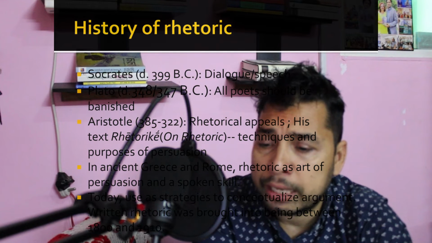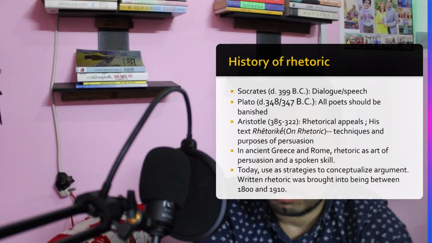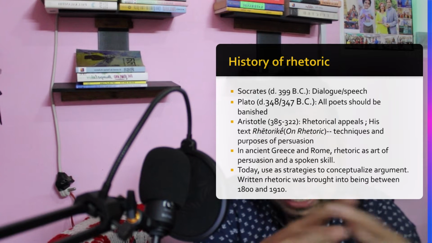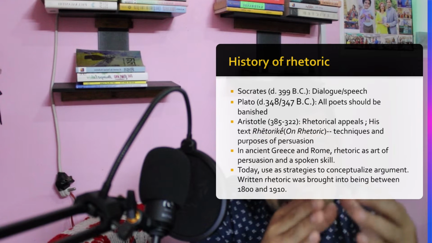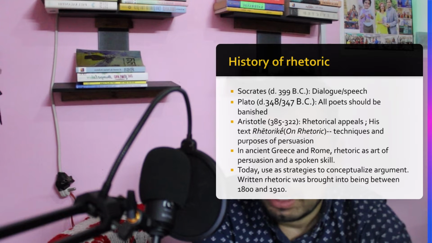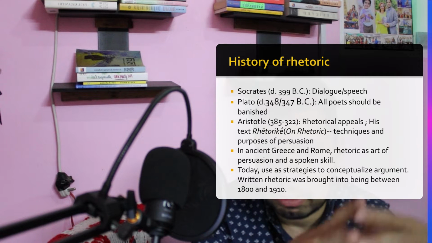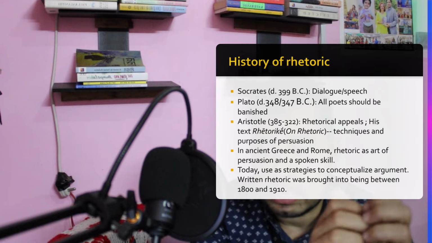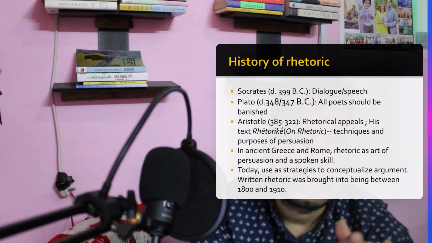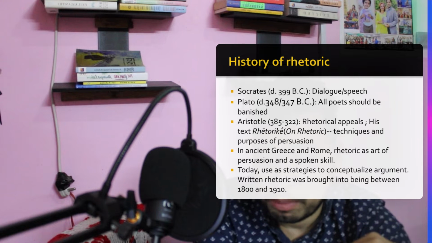Okay, so going back again to the idea of rhetoric, Aristotle basically talks about the rhetorical appeals, which have to do with how you can persuade your audience through certain techniques and purposes of persuasion. These days the idea of rhetoric has been used as a strategy to conceptualize the argument. Written rhetoric was brought into being between 1800 and 1910. Before that, they never realized the importance of rhetoric in writing. It had something to do with speech.